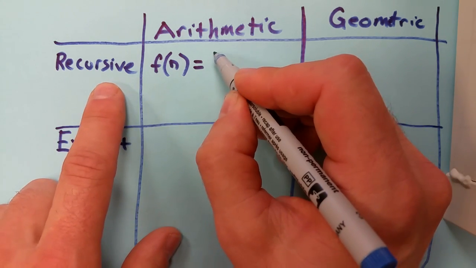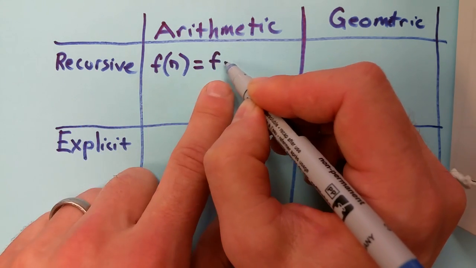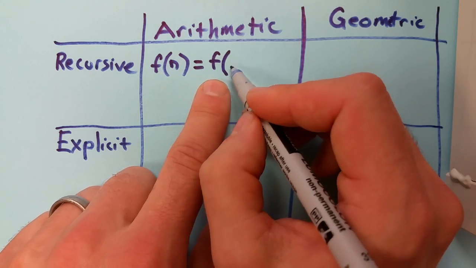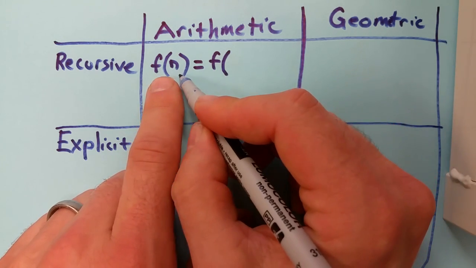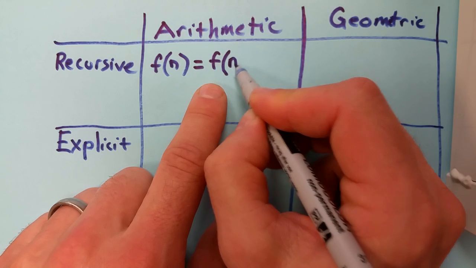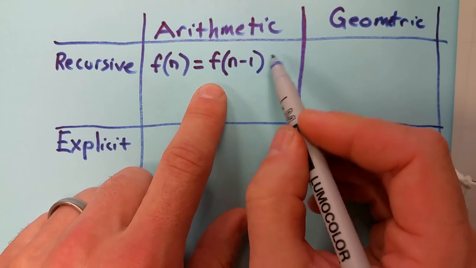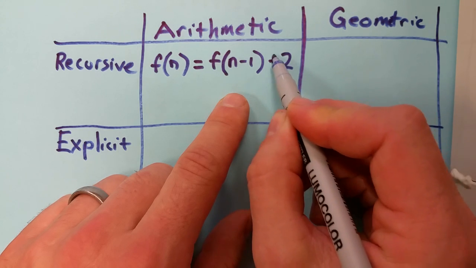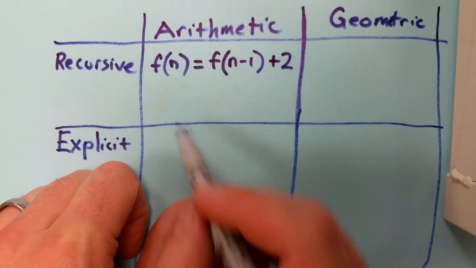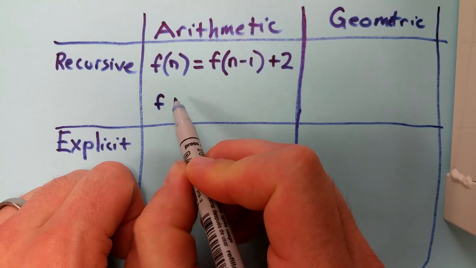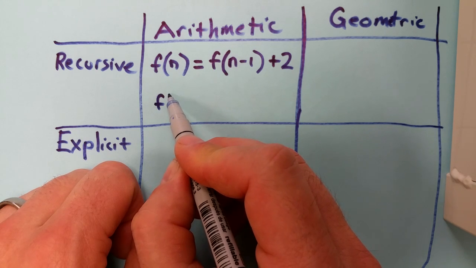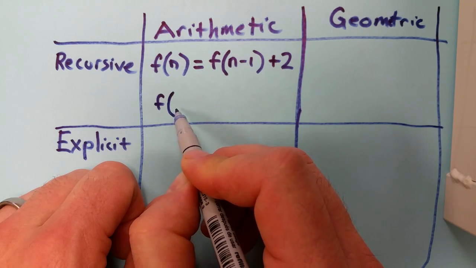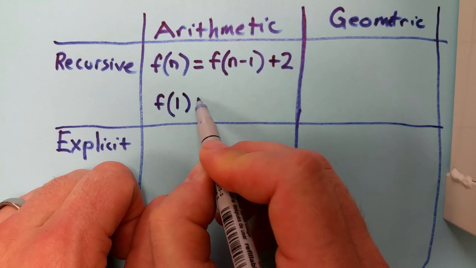Recursively, that means it's going to be another function value. Which function value? The one that's right before the nth value, n minus 1th value. And the rule is he did 2 more each day. He did 2 more each day. You also need a starting place. So the function value for the first day was 3.